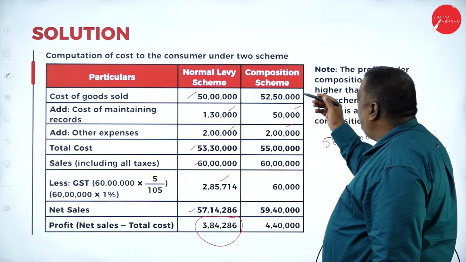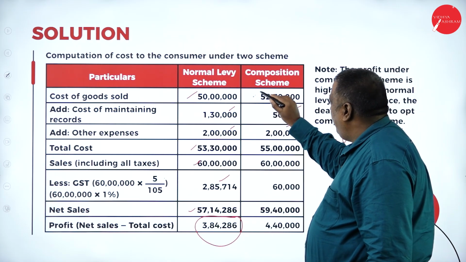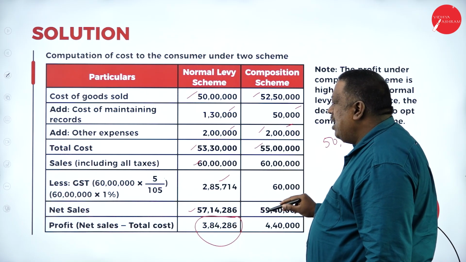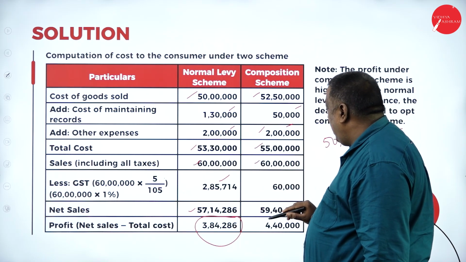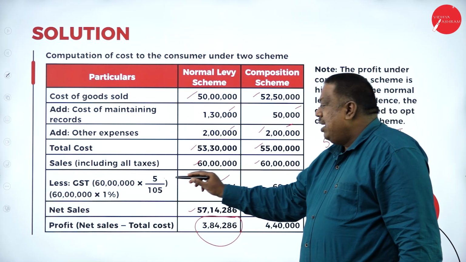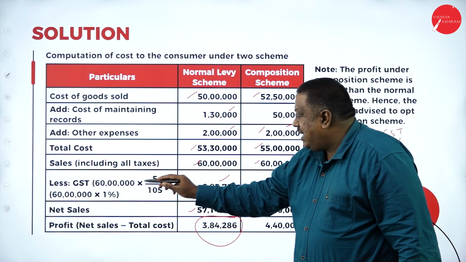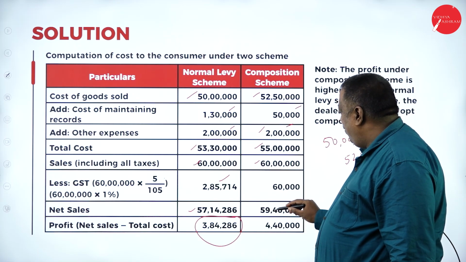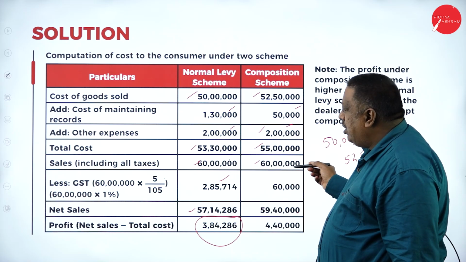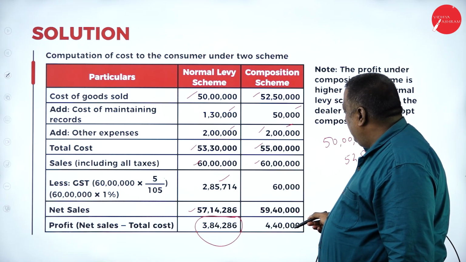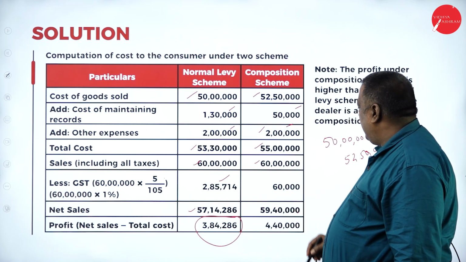Now, in the composition scheme, it is 52 lakh 50 and 2 lakh 50 is the expenses. Total cost is 55 lakh. My sales will be 60 lakh and totally I'm not going to get benefit here. And I'm going to charge directly 60 lakh into 1%, so 60,000. So my sales will be 59 lakh 40,000. So here 60 lakh minus 59 lakh 40, 4 lakh 40 is the answer we're going to get.